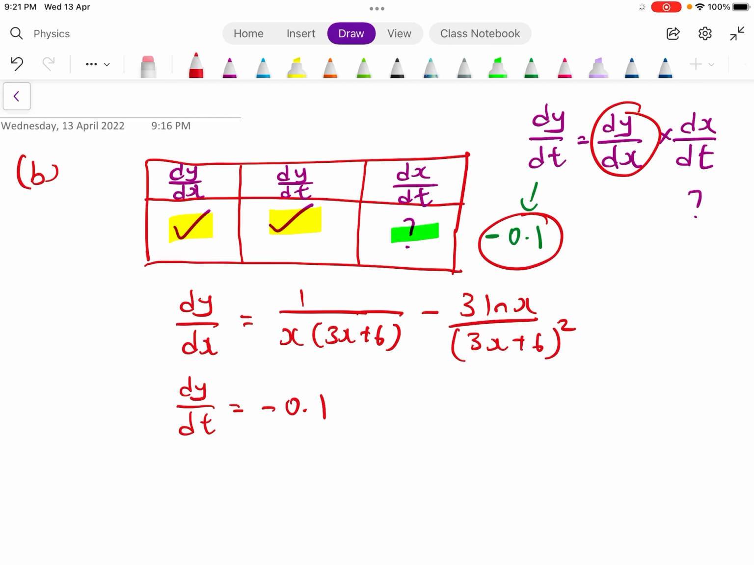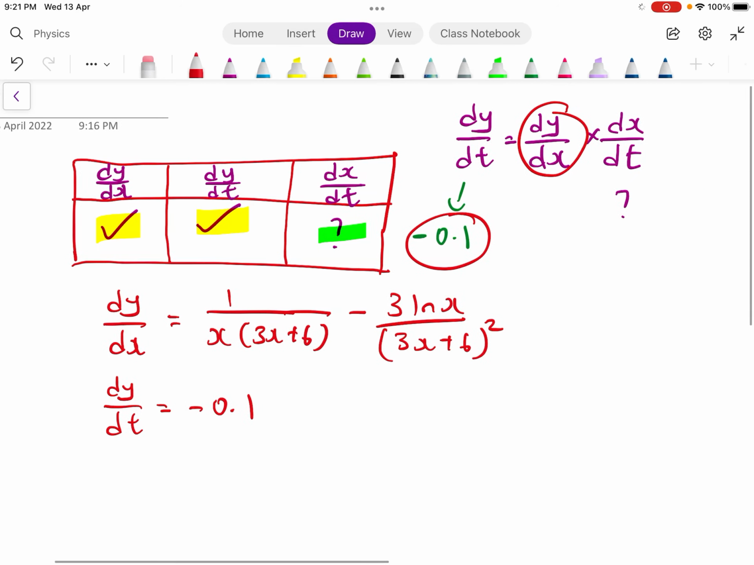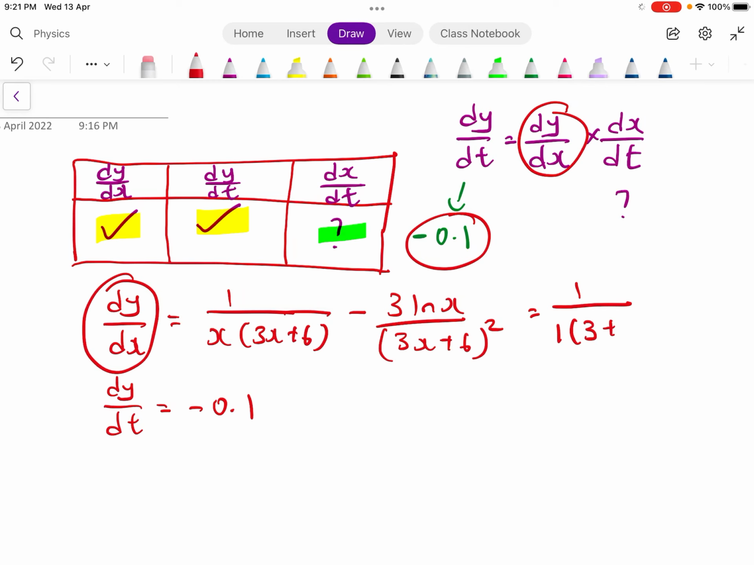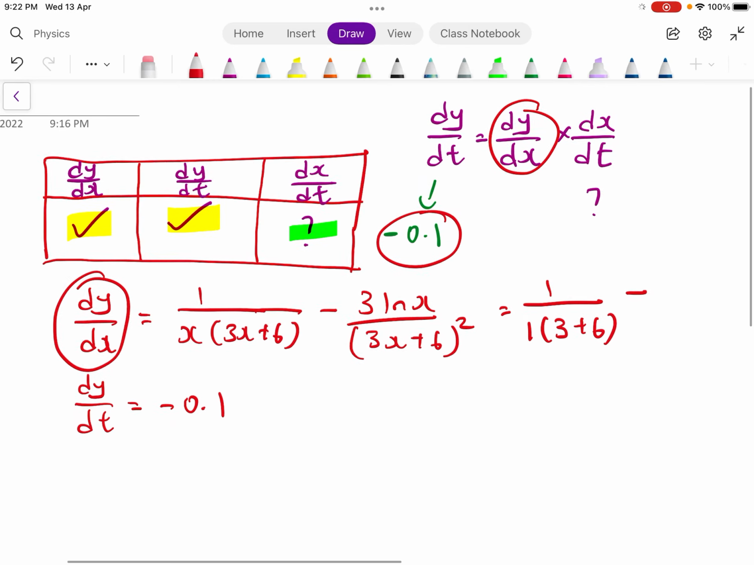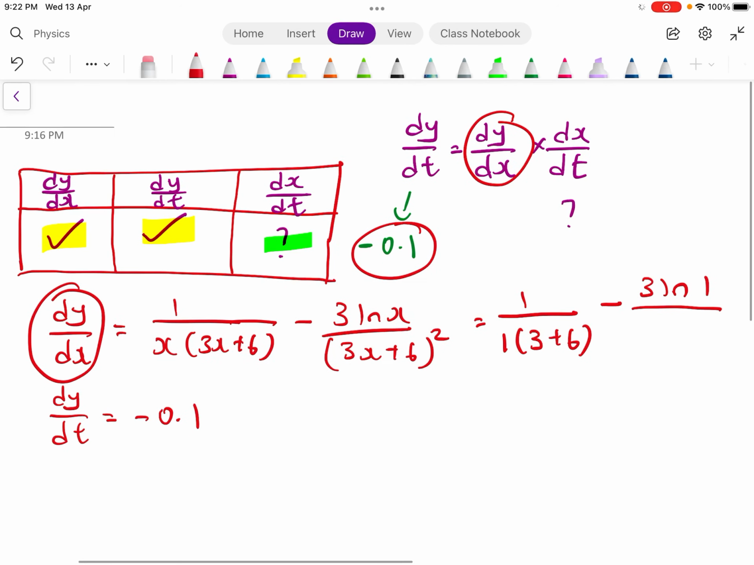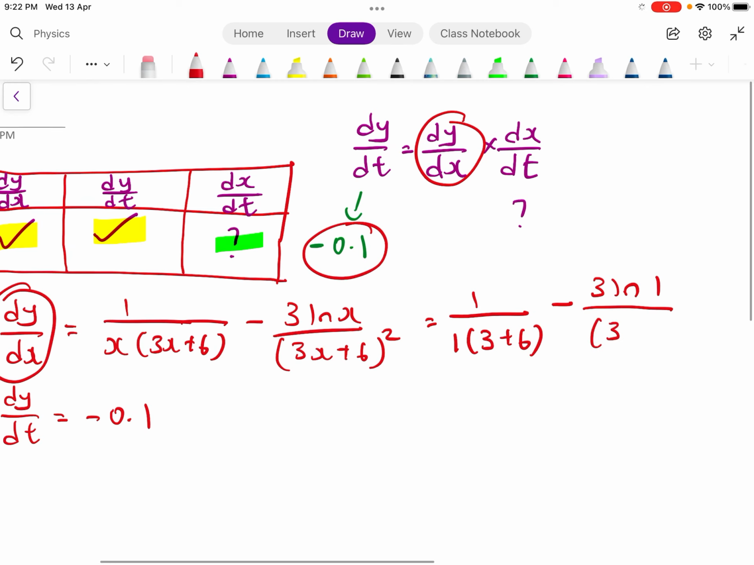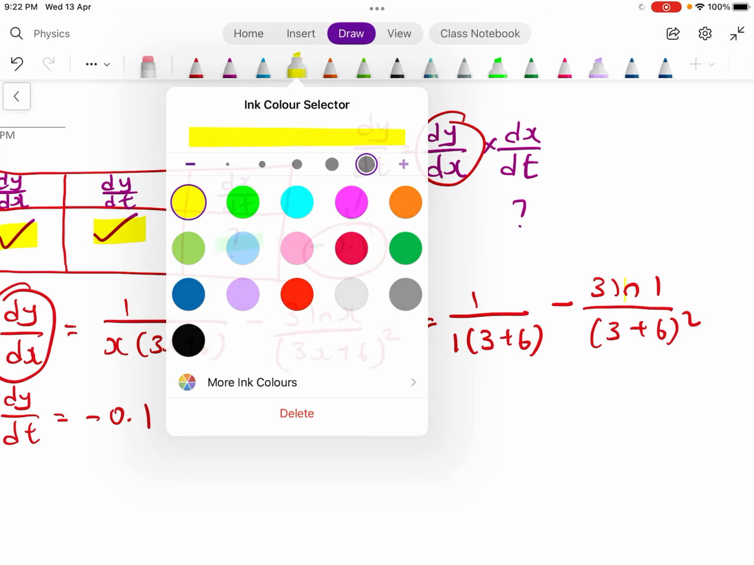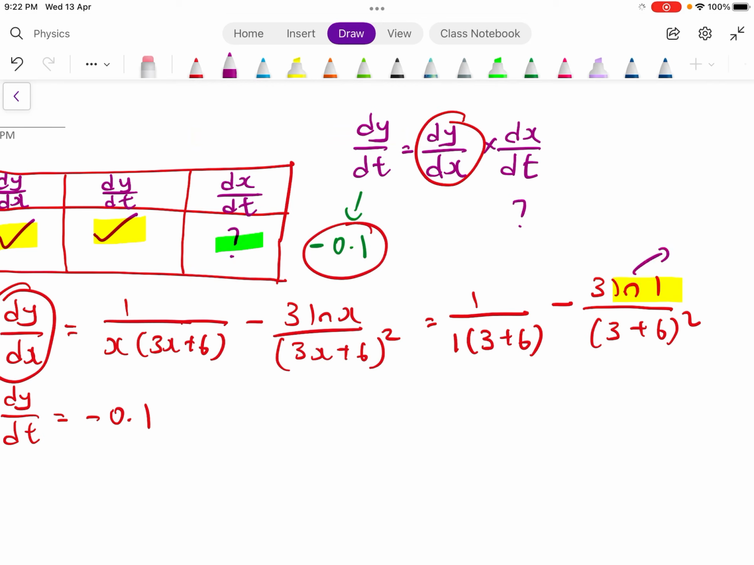They say that x is equal to 1. So next I just need to sub x equal to 1 into this equation. You have 1 over x, so you put 1 here, then here you put (3 plus 6), then minus 3 ln 1, divided by (3 plus 6) squared. Of course, ln 1 is 0, so this whole thing is just equal to 0.